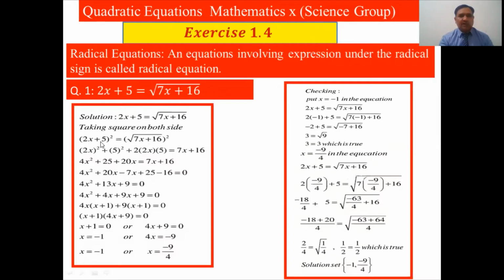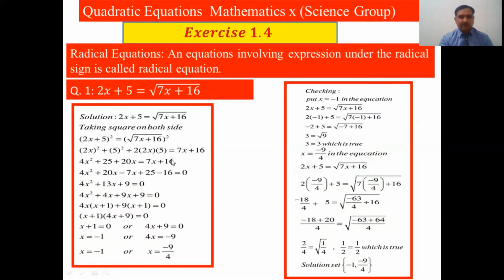Here we can use the formula (a plus b) whole square. By using that formula, this is (2x) square plus 5 square plus 2 times 2x times 5. And the square cancels out with the square, so we are left with 7x plus 16. Here we can write (2x) square as 4x square, 5 square is 25, and 2 times 2 is 4, 4 times 5 is 20x. The right hand side is 7x plus 16.